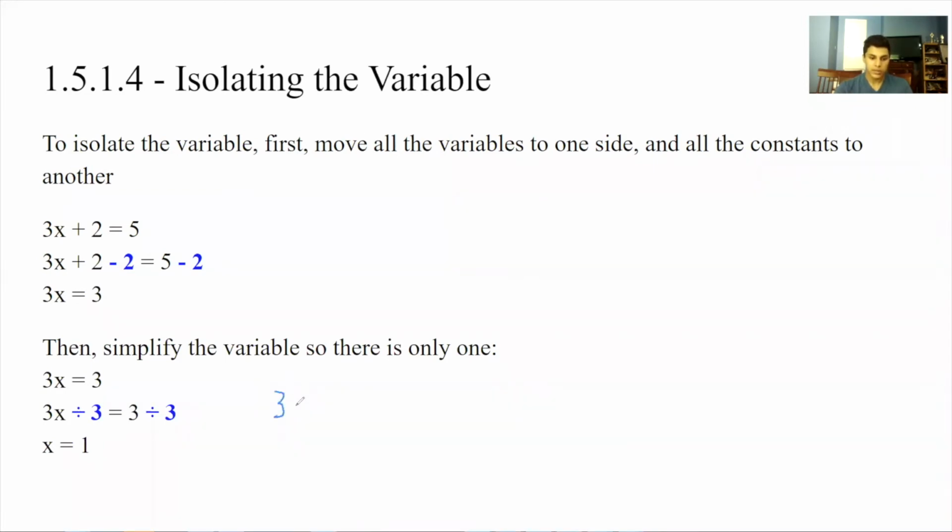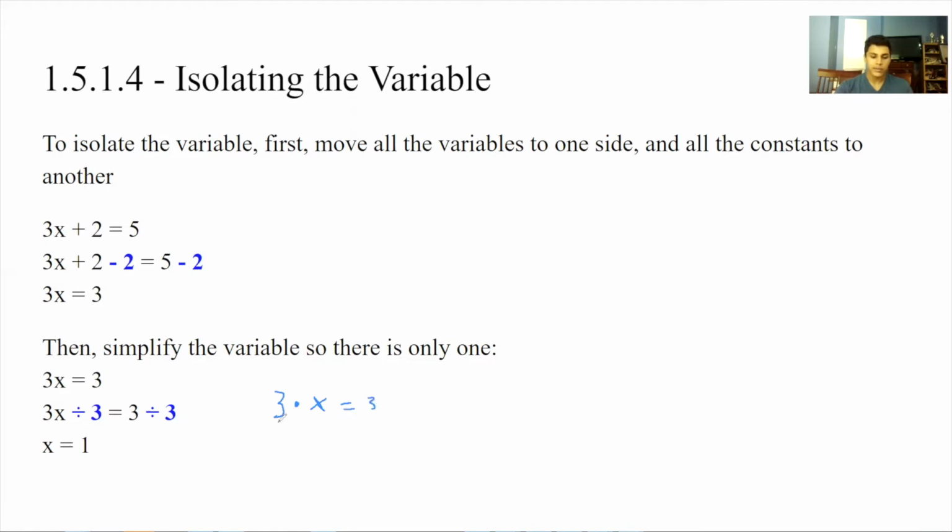3 times x. And if you're unfamiliar with this symbol, we use this dot to represent multiplication, because a lot of the times we're working with variables like x. And if I wrote 3 times x like this, sometimes it can get confusing on exactly what is multiplication and what is a variable. So we use a dot instead a lot of the time when we're talking about equations. So this is 3 times x equals 3.